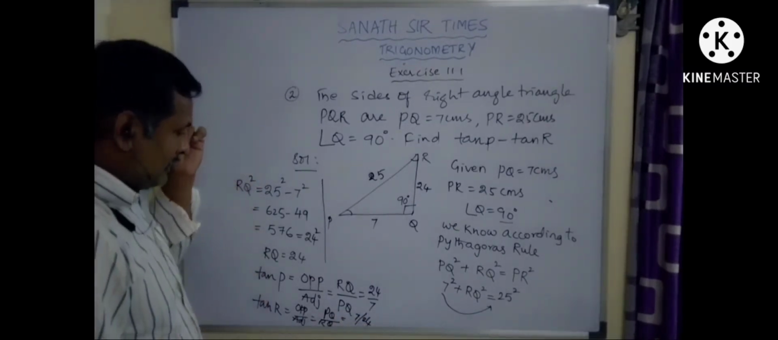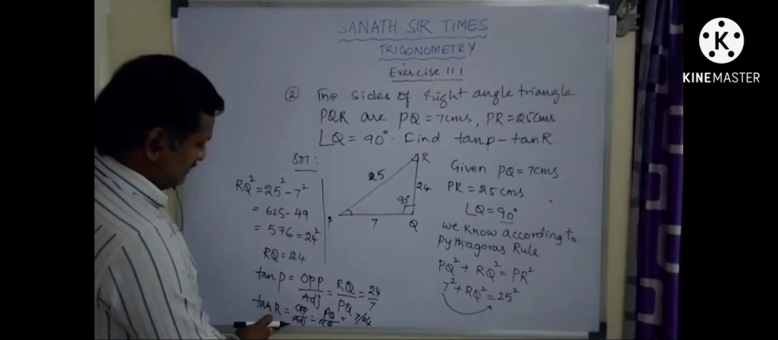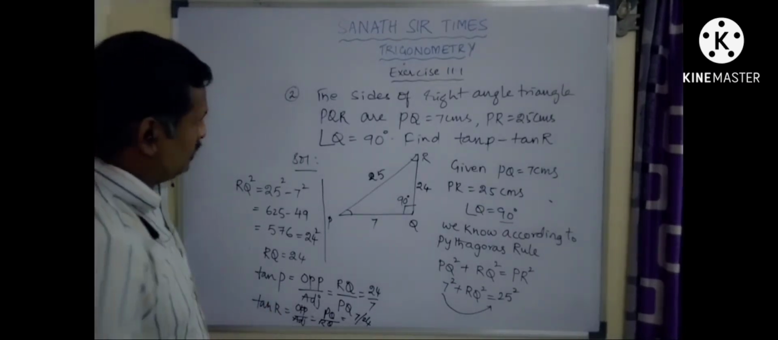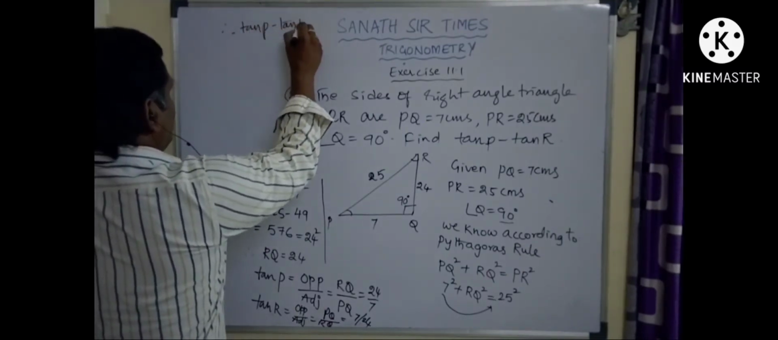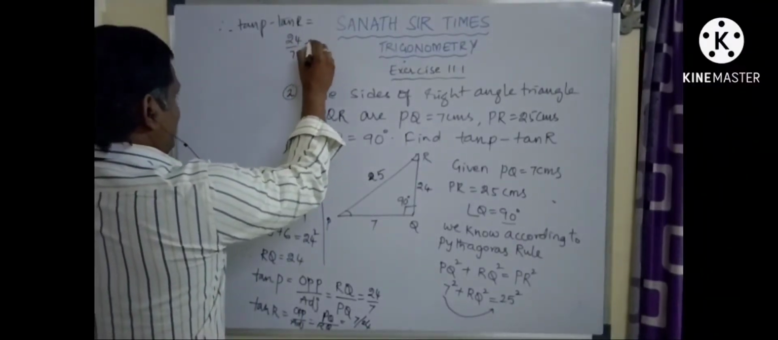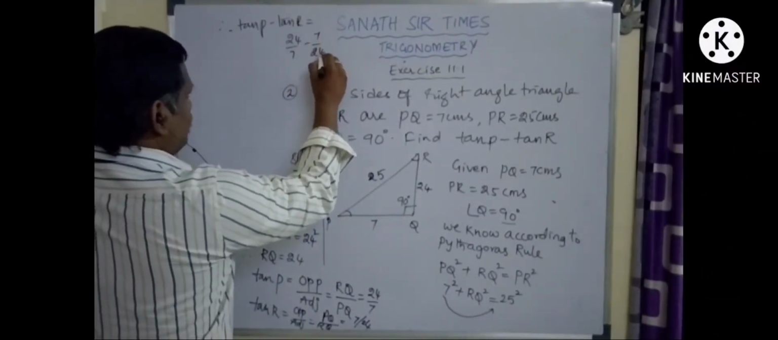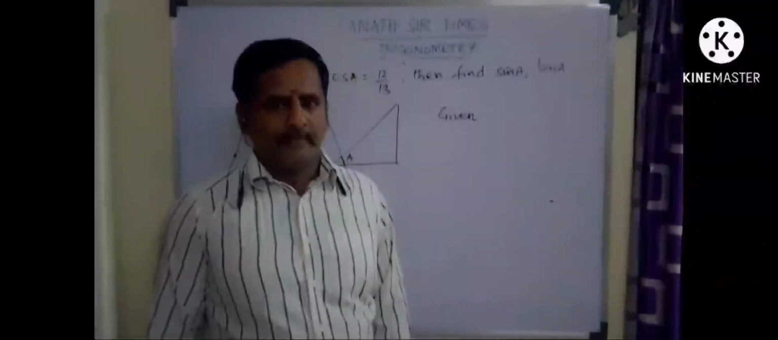So you want tan P minus tan R. So both tan P and tan R are known to you. Therefore, tan P minus tan R is equal to 24 by 7 minus 7 by 24. You simplify this one, that will be your final answer.